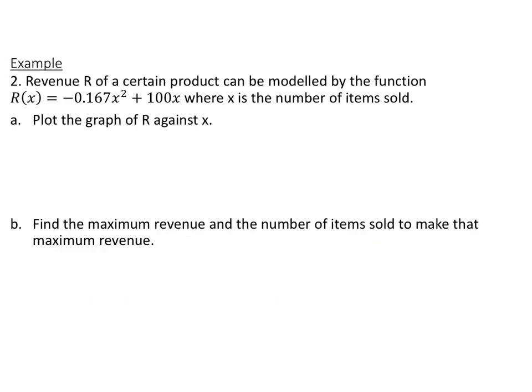In this example, the revenue R of a certain product can be modeled by the function R of x equals negative 0.167x squared plus 100x, where x is the number of items sold. First, we want to plot the graph of R against x. Make sure you indicate any important features of the graph, and then find the maximum revenue and the number of items sold that maximize revenue. So go ahead and pause the video and try this one.